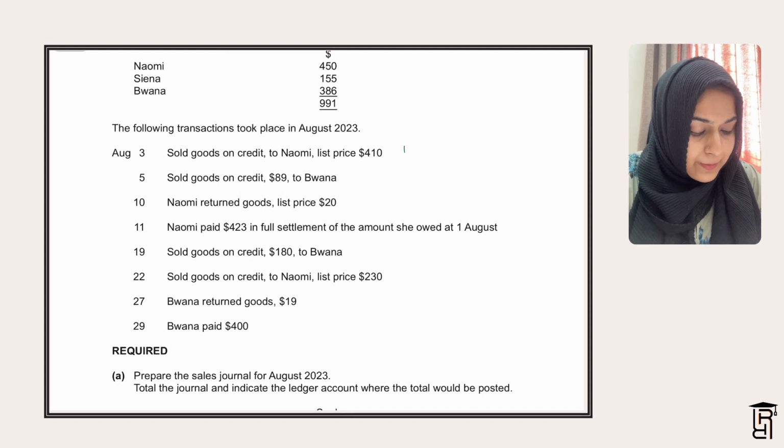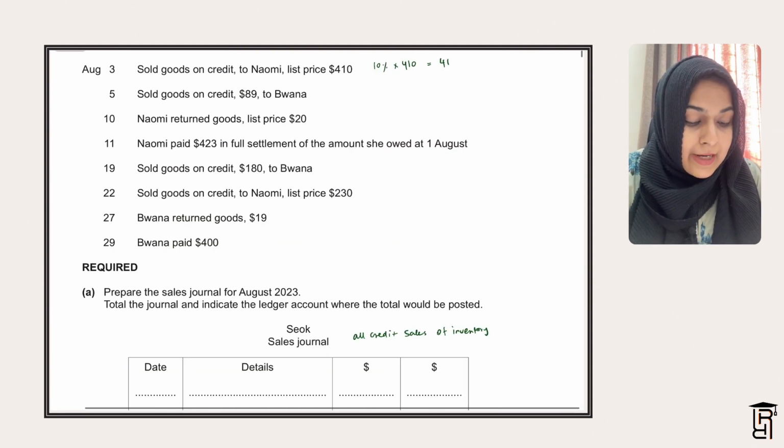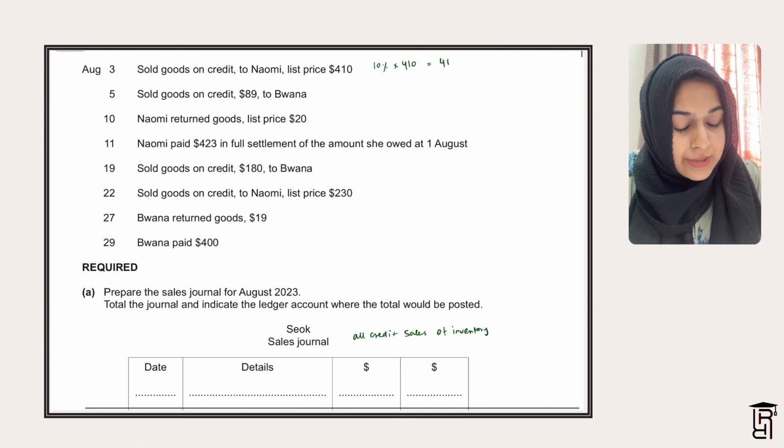Okay, so in the first part, they want you to make the sales journal. So I'm just taking out the transactions that will be recorded in the sales journal. You should know this very well, that the sales journal will have all the credit sales of inventory. Whenever we are selling goods on credit, that will be recorded in the sales journal. So yes, sold goods on credit to Bhavana, $89. This will also be recorded in the sales journal. So this is one transaction for the sales journal, and this is another transaction for the sales journal.